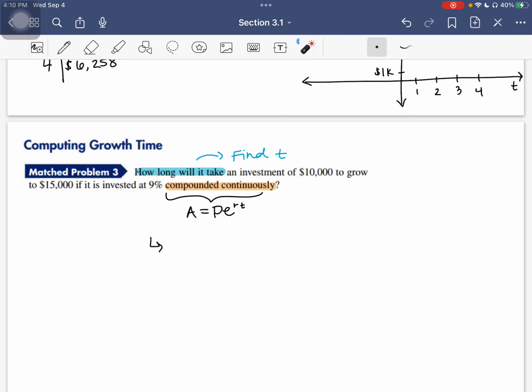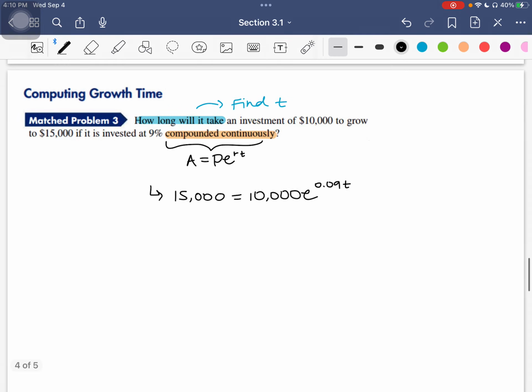So we know that our amount will be 15,000. And we're starting at 10,000. So 10,000 is going to grow to 15,000 at a rate of 9%. We want to figure out how long that'll take to happen. So the first thing we can do is divide both sides by 10,000. So we get 1.5 on the left side, and then we still have e to the power 0.09 times t on the right-hand side.